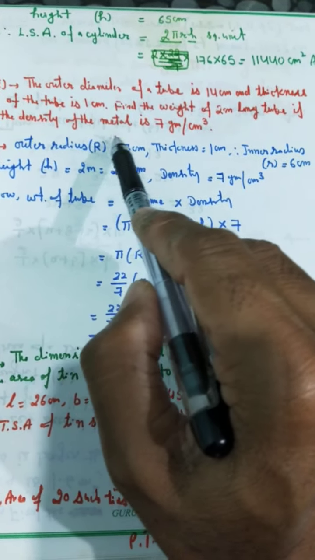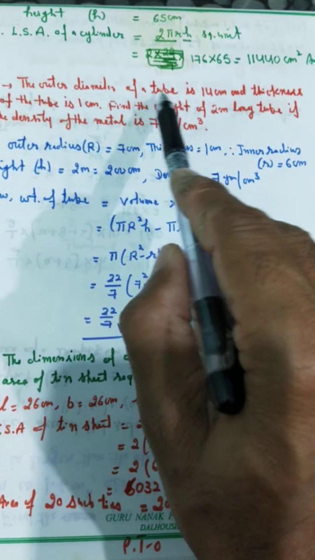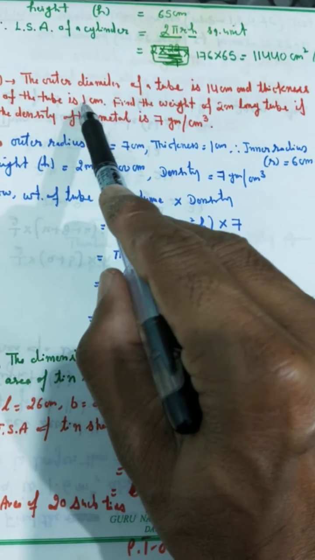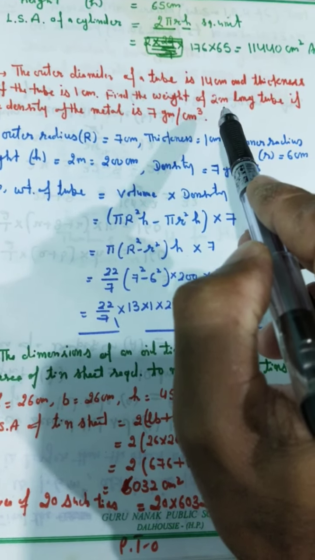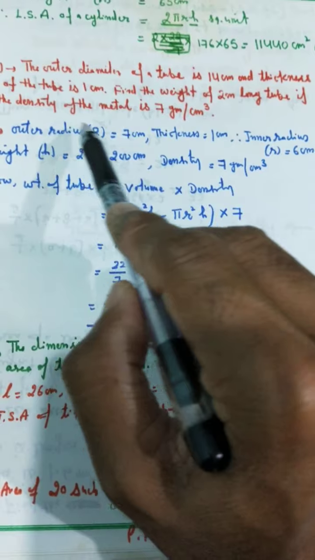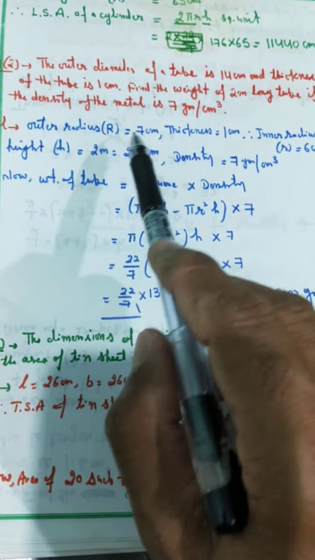If the density of the metal is 7 gram per cubic centimeter. The diameter is given in centimeter and the thickness is given in centimeter, but the height of the tube is given in meter, so convert into centimeter. 2 meter is equal to 200 centimeters, and density is also given in gram per cubic centimeter.